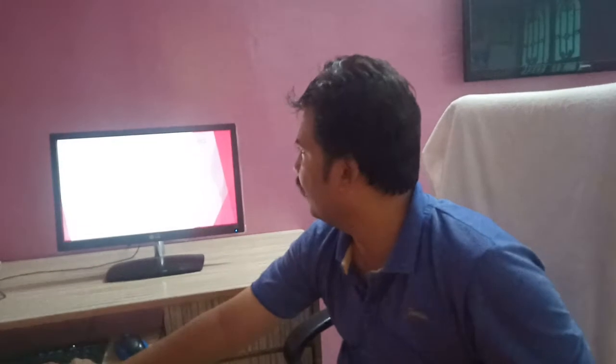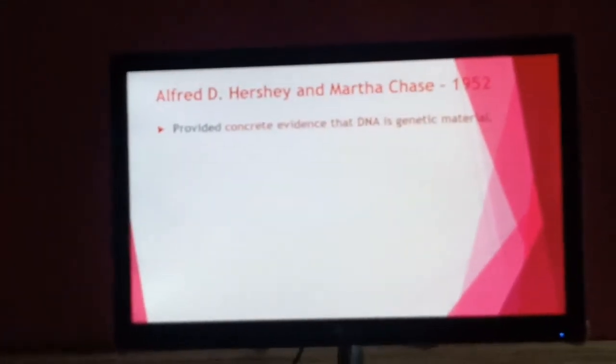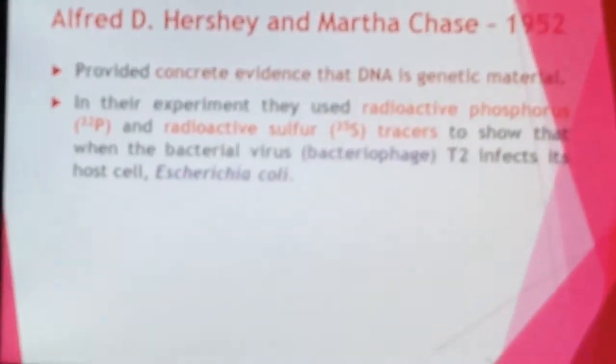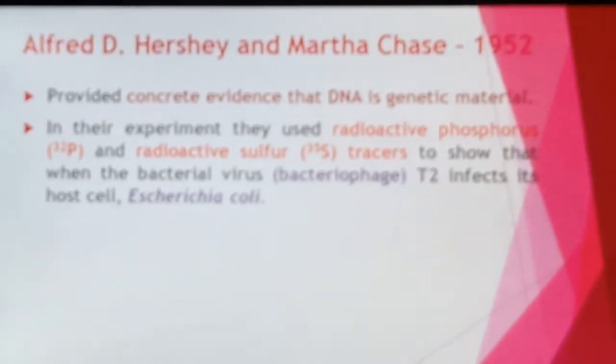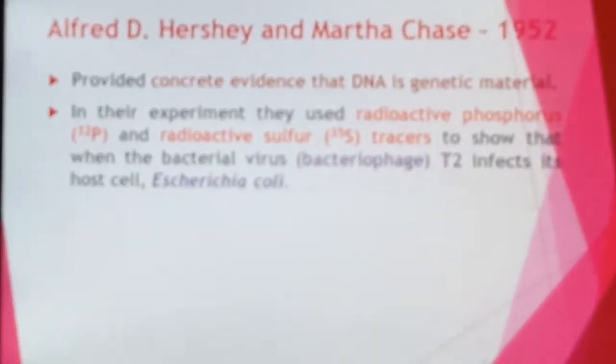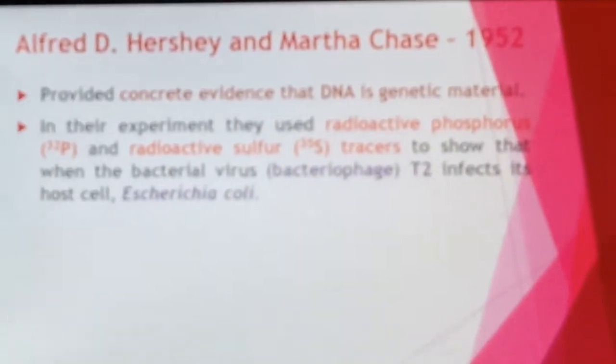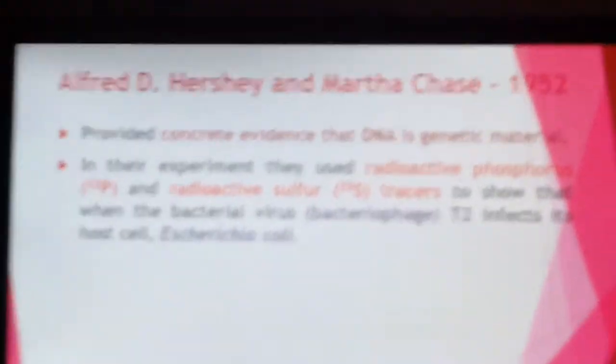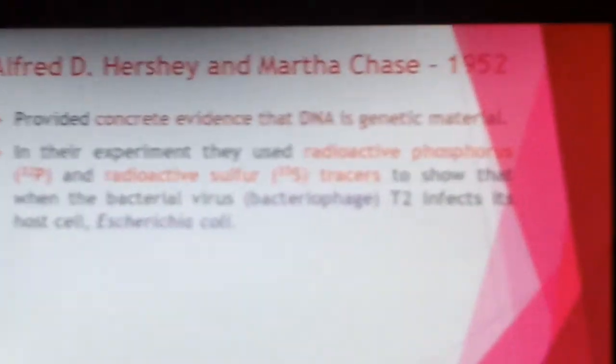Later, the most concise evidence that DNA was the genetic material was put forward by Hershey and Martha Chase in 1952. They provided concrete evidence. Their experiment was a very nice one. They used the tracer technique, taking two parts. One is a T2 bacteriophage, a virus which infects bacteria, and the other is the host cell, the bacterium Escherichia coli.